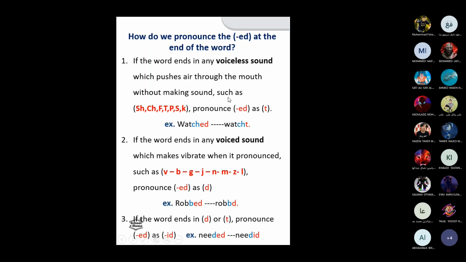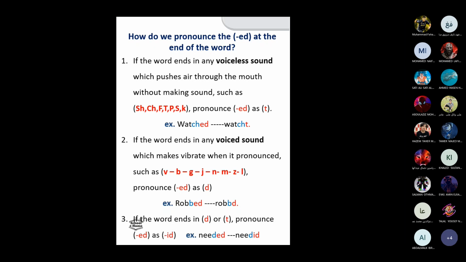Okay, so when you pronounce a word such as watch, it has a ch sound at the end. If you want to add ed, how do we pronounce it? We pronounce it "watch-it." This is wrong. Most of the learners or students pronounce words with voiceless sounds at the end plus ed this way, and this is wrong. It's watched. Understand? Watched. You pronounce the d here as a t sound.